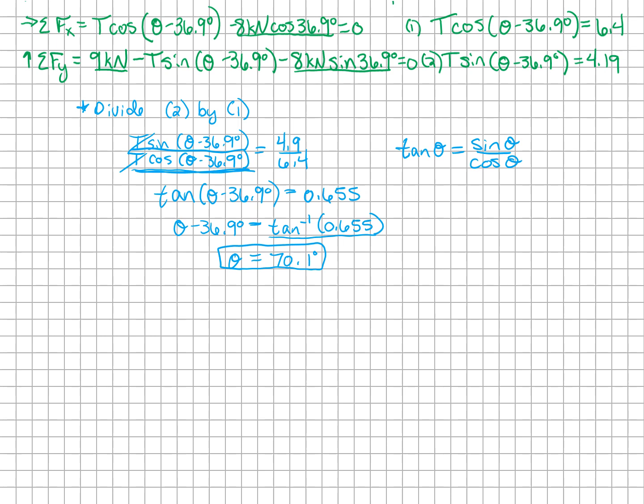And now I can stick that back into either equation 1 or equation 2. It doesn't really matter. So I'm going to choose equation 1. And then so I have T cosine of 70.1 degrees minus 36.9 degrees is equal to 6.4. And T then is equal to 7.65 kilonewtons.